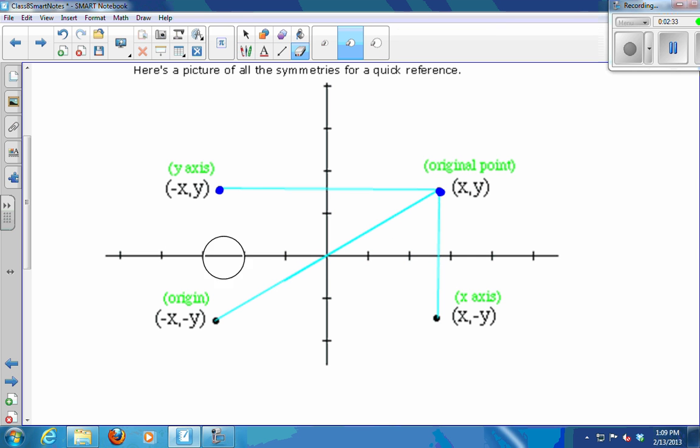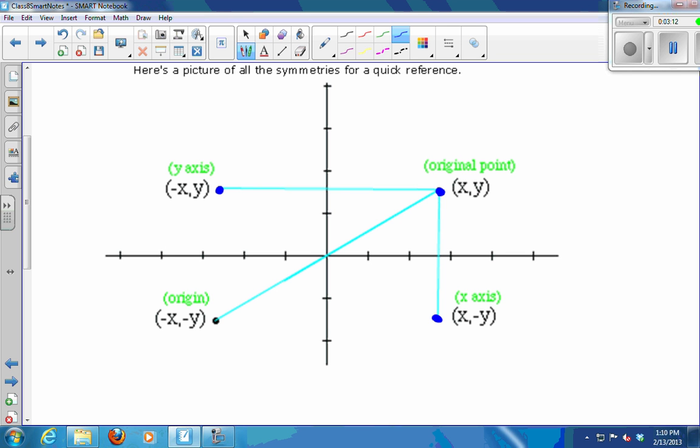Now with x-axis symmetry, if this point is on your graph, then so is this point. Those two points have the same x coordinate because they go over the same amount from the origin, but then one goes up and one goes down. Same distance, just different directions. So this one would be (x, y), this one would be (x, negative y). If you were to replace a y with a negative y in an equation that has x-axis symmetry, it shouldn't make any difference. You'd still be on the graph.